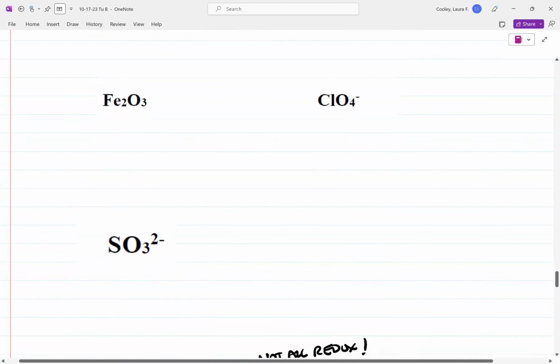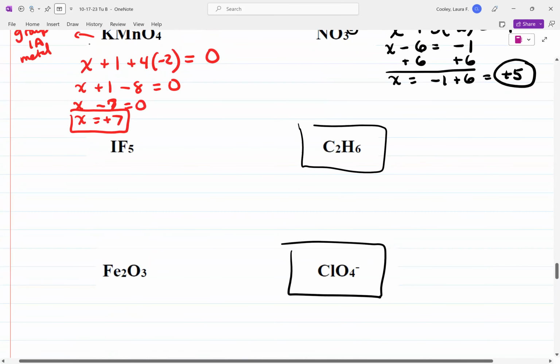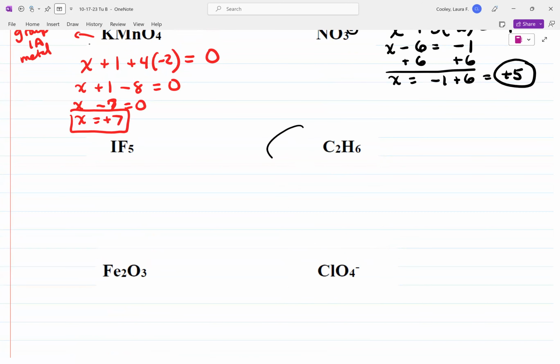Let's do this one. And then this one, actually. Let's do both of these. I think we have time. So you want to work on the oxidation number? What would be the oxidation number of hydrogen here? +1. So this is going to be our X.